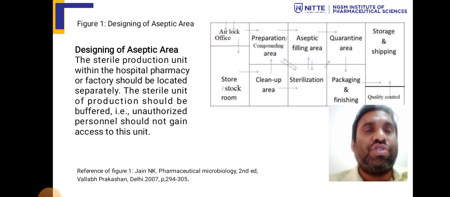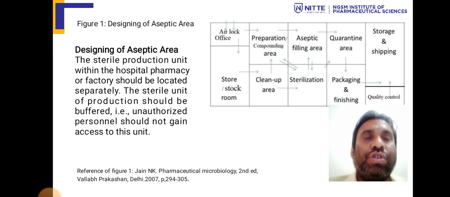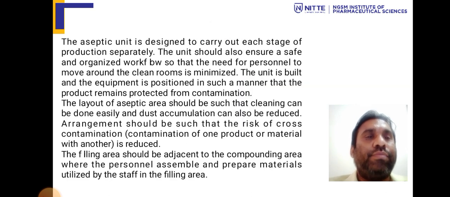The sterile production unit within the hospital or the factory should be located separately. The sterile unit of production should be buffered. That is, unauthorized personnel should not gain access to the unit. So this is exactly the design of an aseptic area.